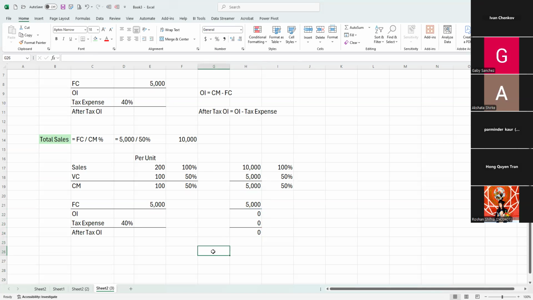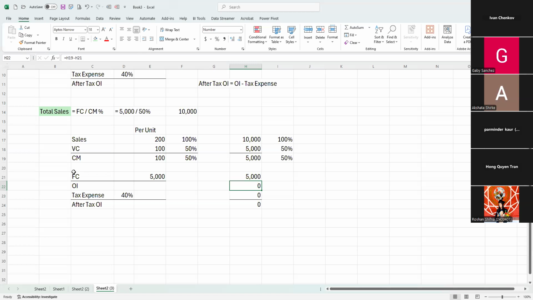Make sense? So if I sell one more unit, what's going to happen? This $100 is going to come here, right? And then I have to start paying taxes. Make sense? So now, let's see how much income you want. Give me a number of income that you want.